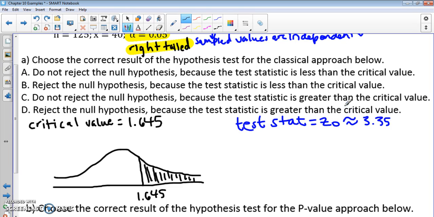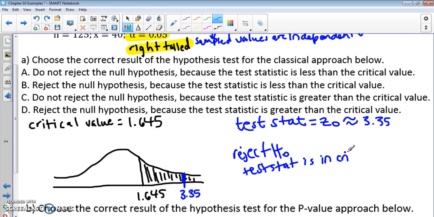And then where does our test statistic fall? Where does 3.35 fall? 3.35 falls somewhere over here. So it falls in the critical region. So when the test statistic falls in the critical region, we reject. So we know we reject the null since our test statistic is in the critical region. So the black region that I've shaded there is the critical region.